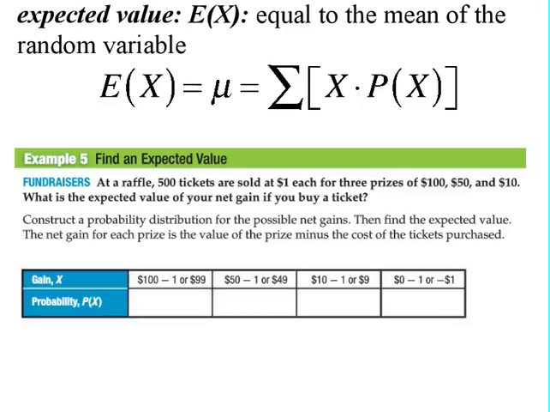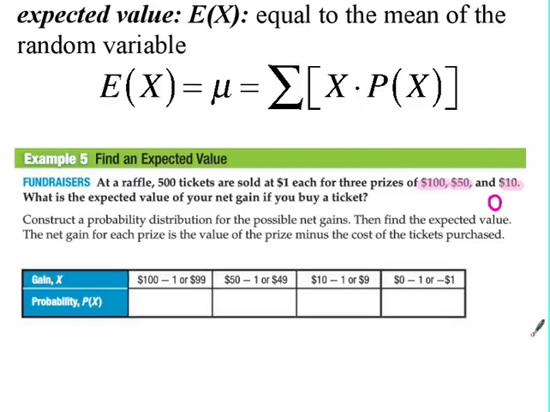So the first thing you're going to do when you figure out expected values is figure out your gain. If you notice this, it says at a raffle, 500 tickets are sold at $1 each for 3 prizes of 100, 50, and 10. What is the expected value of your net gain if you buy a ticket? So the first thing you're going to do is start with all the prizes. You have a prize of 100, 50, 10, and you also have winnings of 0.